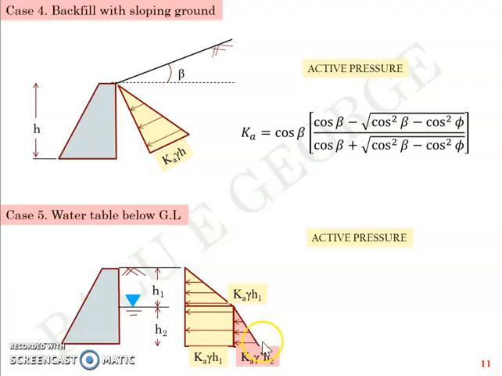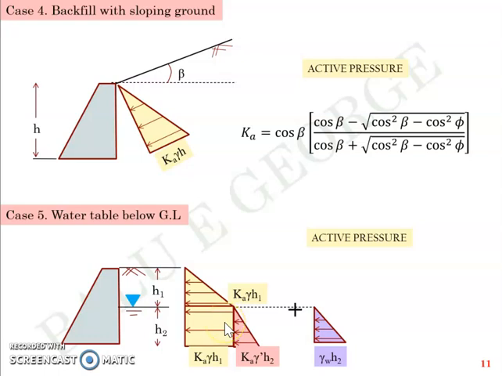Of course, this is one big trapezium. It is divided into one triangle, one rectangle, and another triangle. Plus, you have gamma W into h2 like this. It starts at the interface because the water table is present at the interface. You have 0 value there, and it linearly increases with h2 height and reaches a value of gamma W into h2. In short, you have 4 different figures, 3 triangles and 1 rectangle defining the lateral earth pressure distribution.